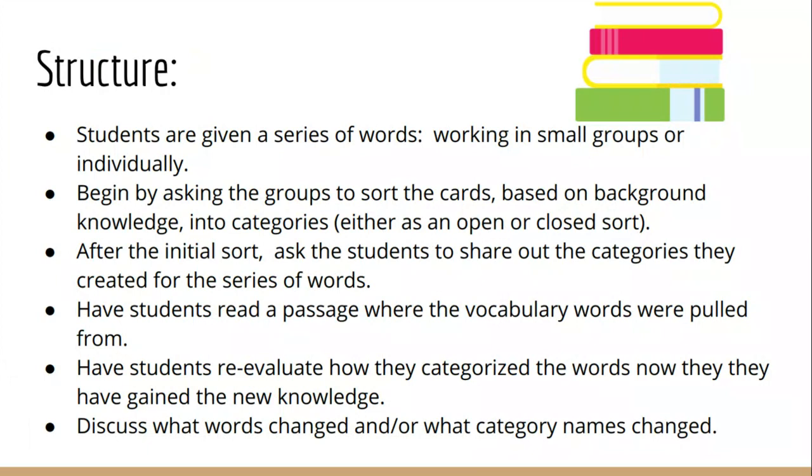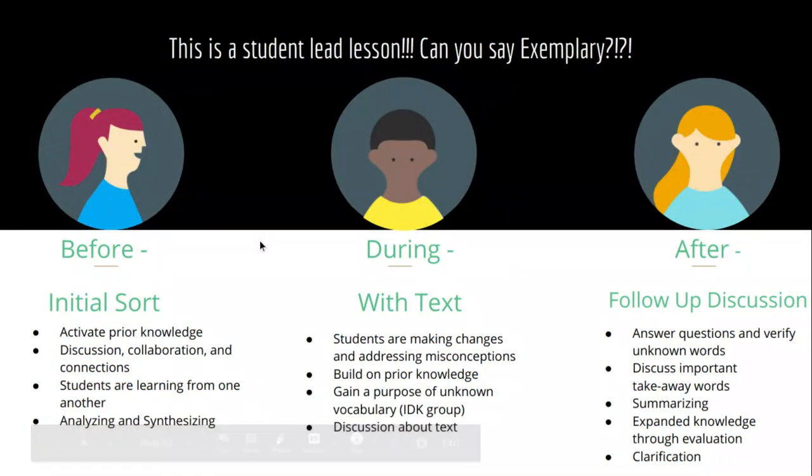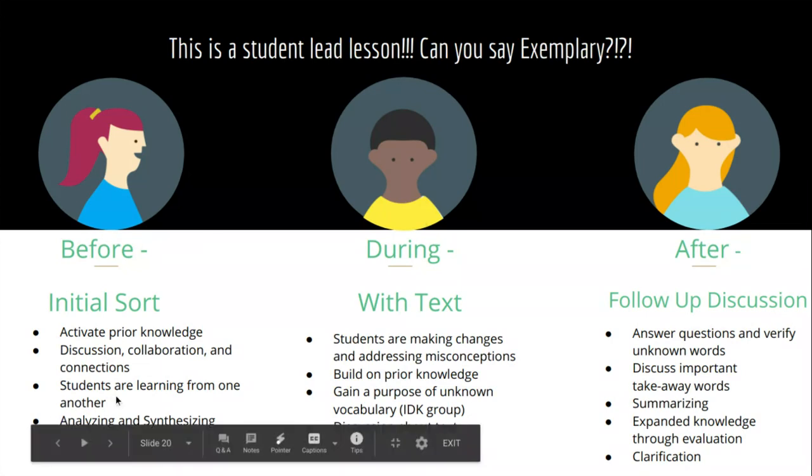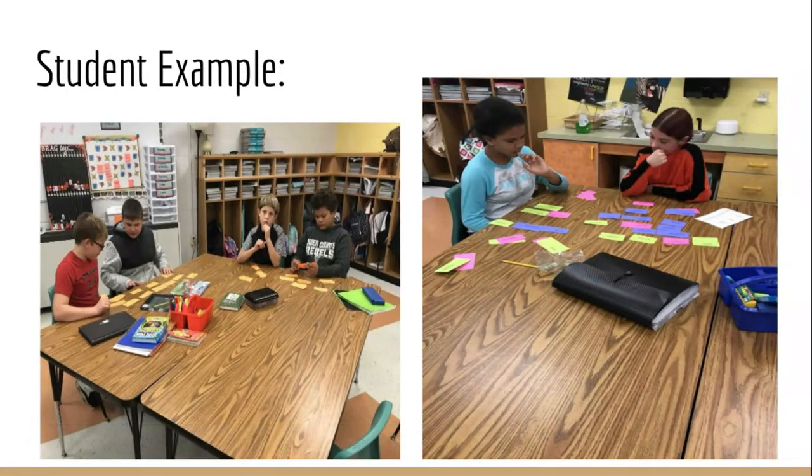Then after the initial sort, you can share out what they've come up with. And then a lot of times I have them read a passage from where the vocabulary is pulled from. This allows them to reevaluate and figure out what they're looking at. So this is a student-led lesson, which is awesome. You're looking at discussions, collaborations. They're going to have to address misconceptions after they read, and then we can have a really good discussion and follow up before we leave the word sort. Here is a student example of students sitting with their words and sorting them into categories.